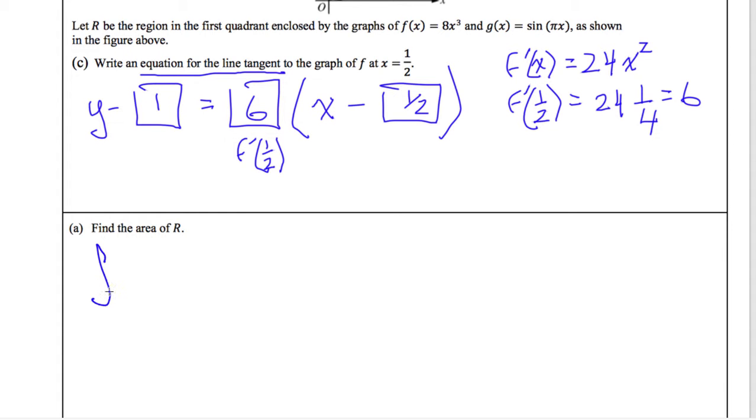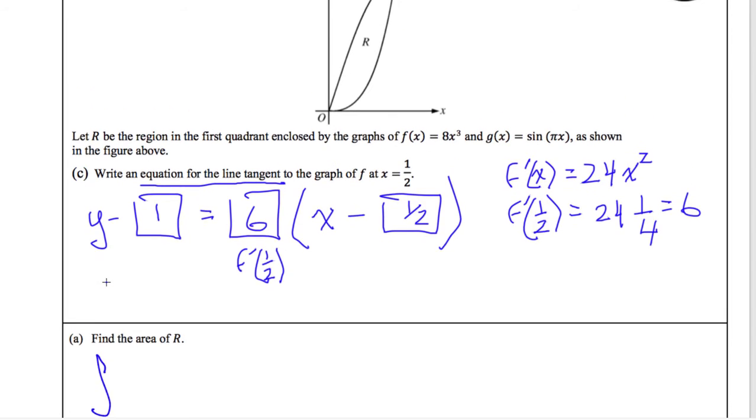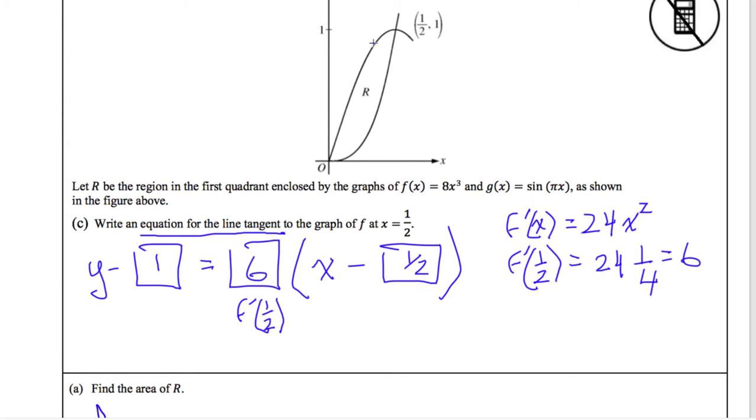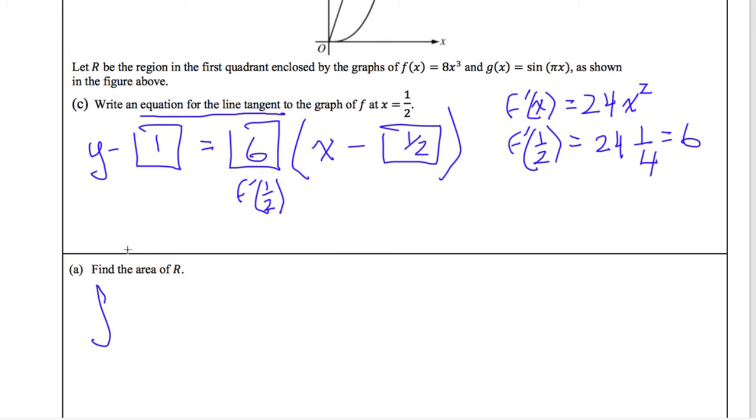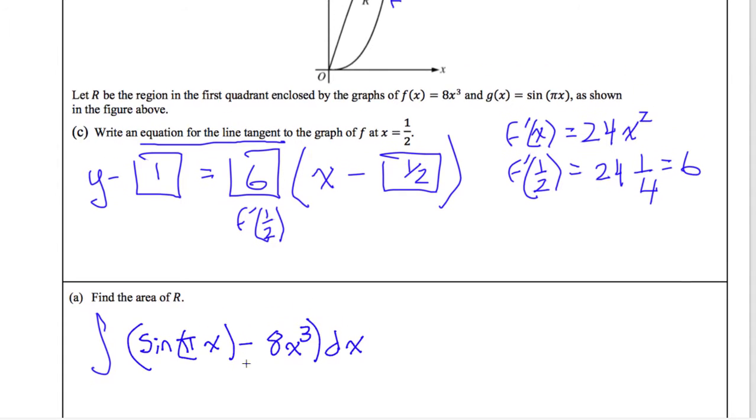All right, so finding the area. Again, it's top minus bottom. So the top function is going to be our sine of pi x, so that's going to be g. Our bottom is our f, so it's going to be top minus bottom, which is the integral. You could literally write g of x minus f of x, but I'm going to go ahead and write out sine of pi x minus 8x to the power of 3, all of that dx.